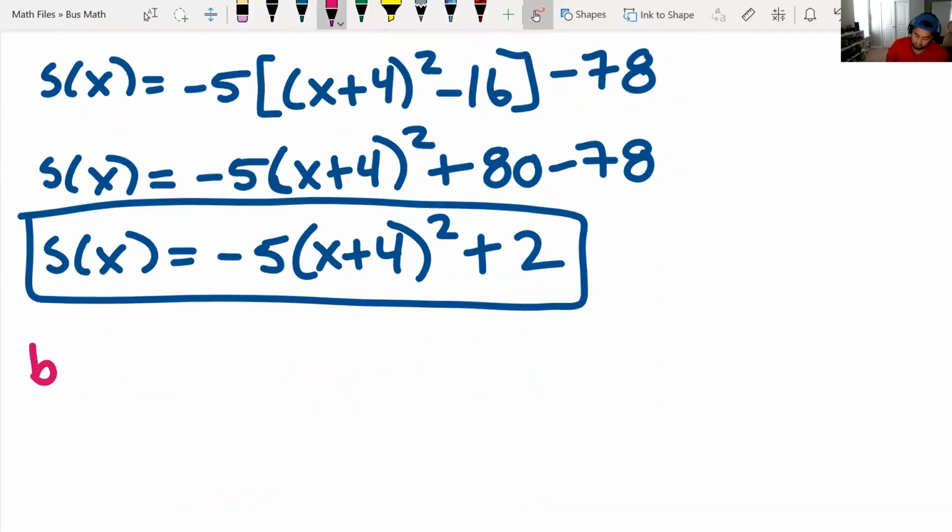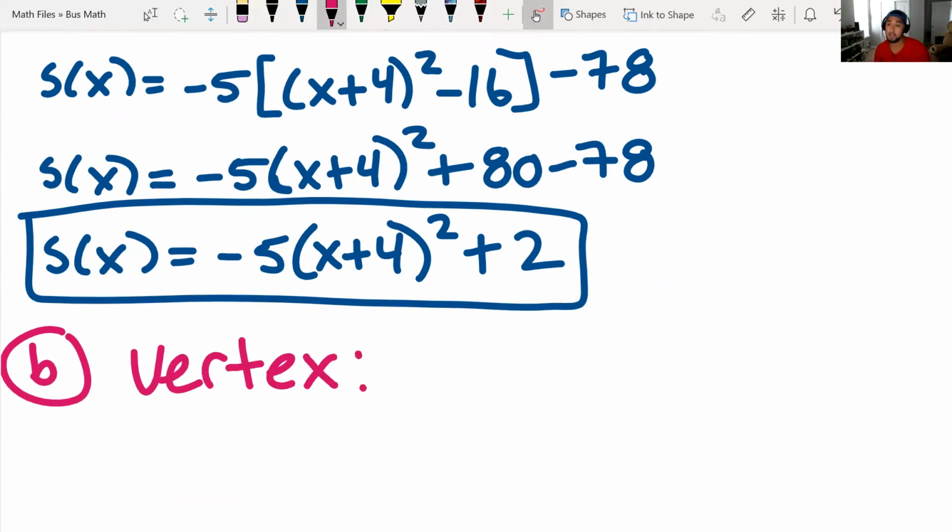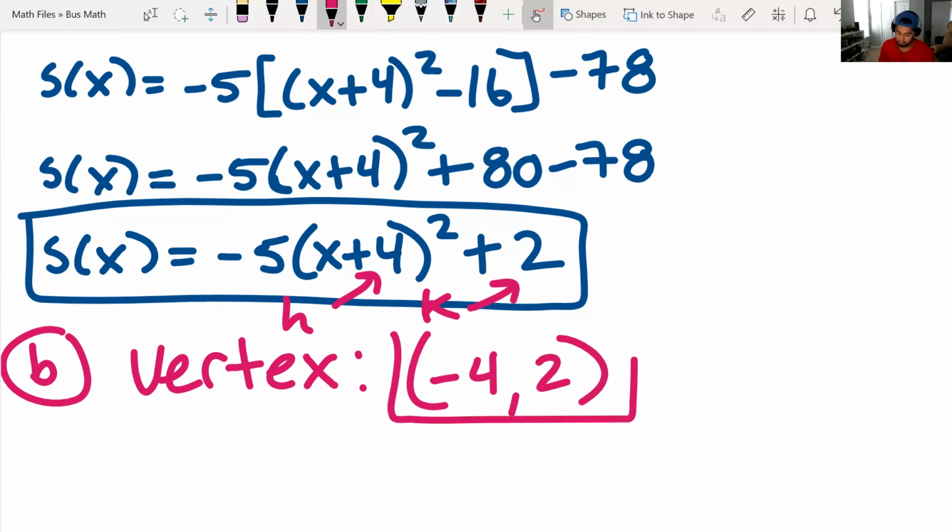Now, we get our vertex. There's the h value, which is 4. So remember, we always think opposite for the x values. If it's plus 4, our h value will be negative 4. There's k. k values stay the same. 2. There's our vertex. Moving on to intercepts.